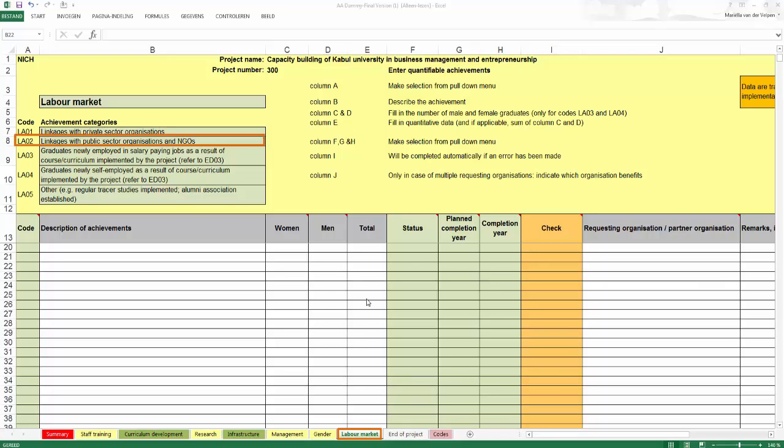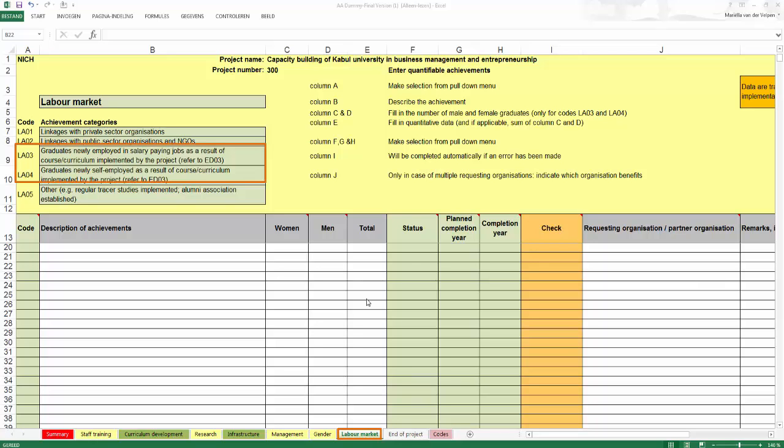In LAO2, you list the stakeholders and organizations from the public and NGO sector which contribute to the project and its outputs on a formal and regular basis. By contribute, we mean that these companies or organizations may, for instance, help with curriculum development or offer internships, or they may need studies or reports.